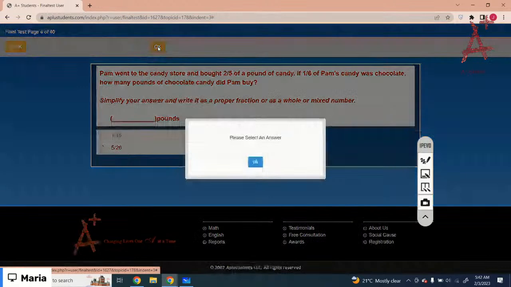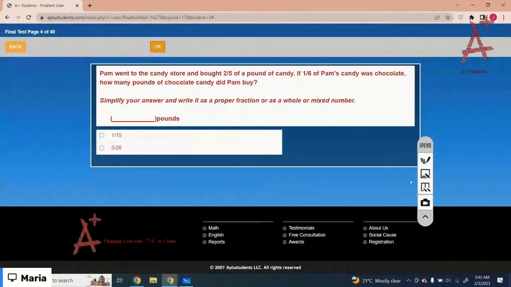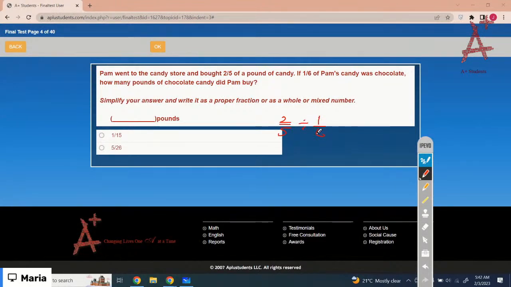So you have to wait. Sorry. You have to do 2/5 divided by 1/6. Got it? Just replace this division sign with multiplication. You have to divide 1/6 by 2/5. Got it? So just replace this division sign with multiplication.